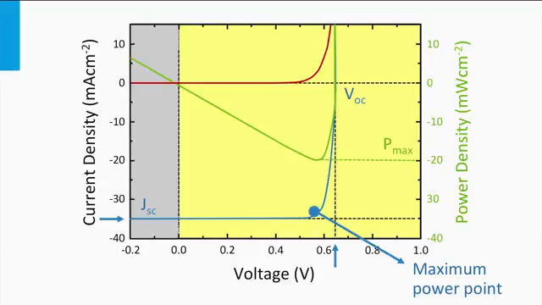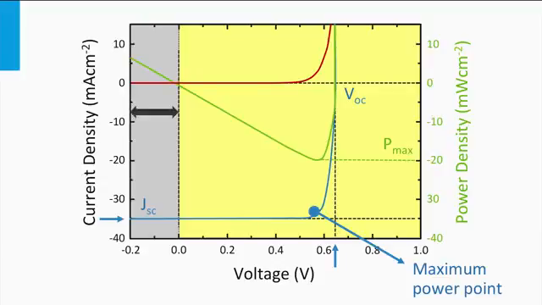The graph demonstrates that if the solar cell is in open circuit, which means it's only producing the open circuit voltage and no current density, the power density is equal to 0. When the solar cell is in short circuit, which means it only produces a current density and no voltage, the power density is equal to 0 as well.